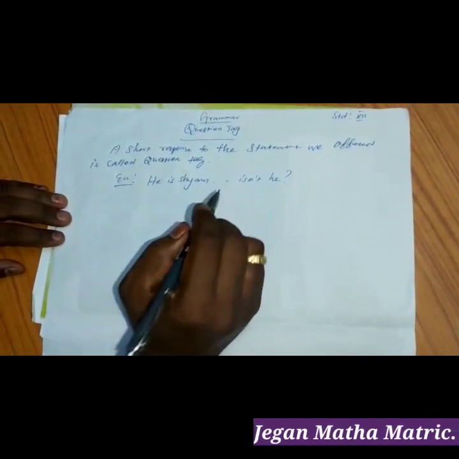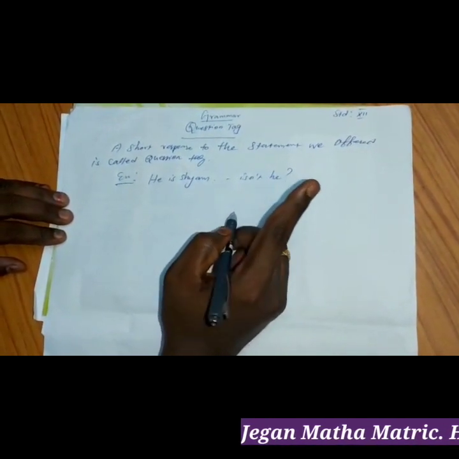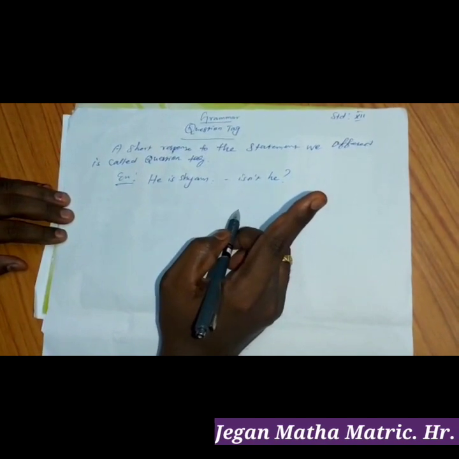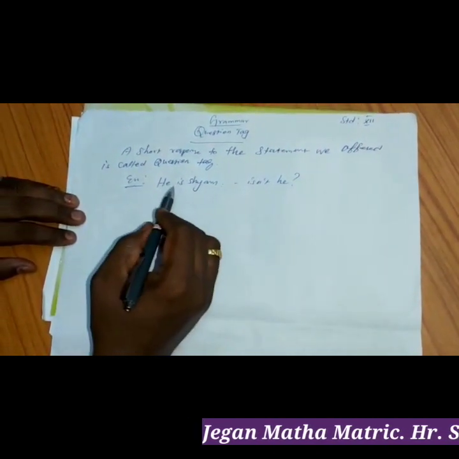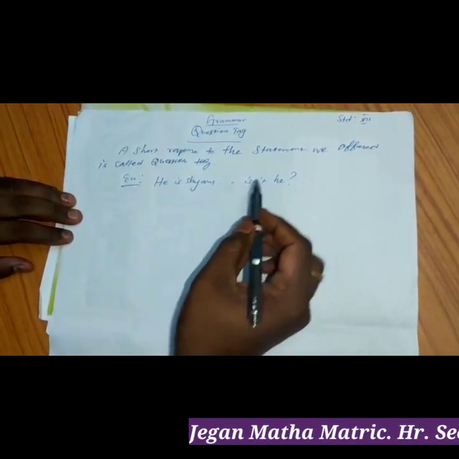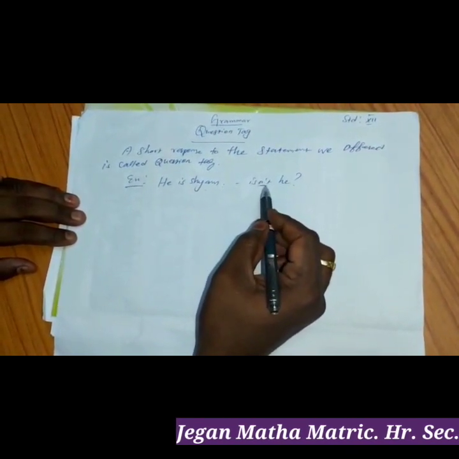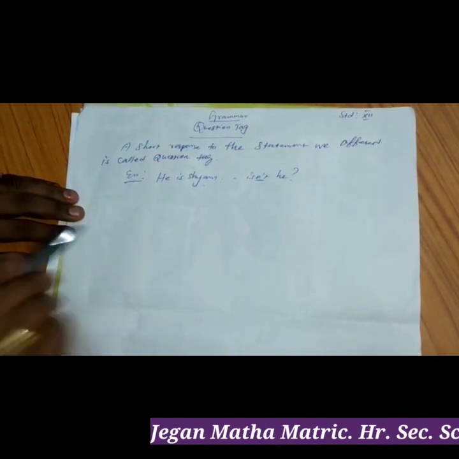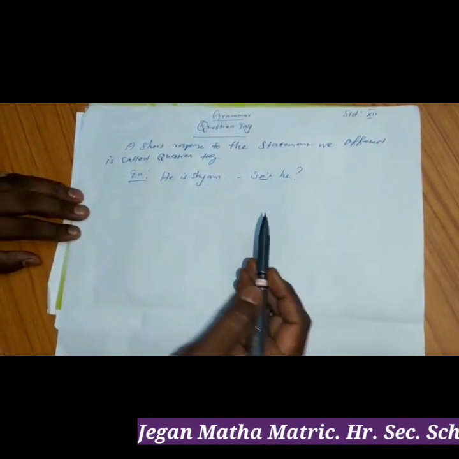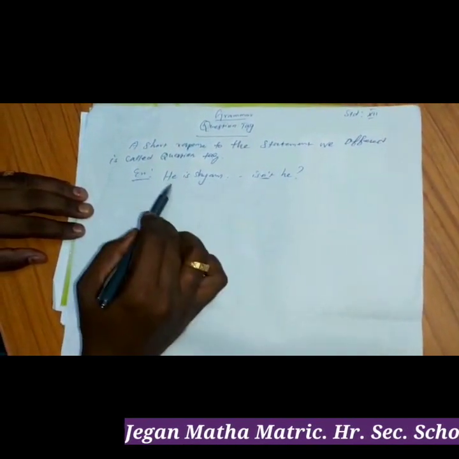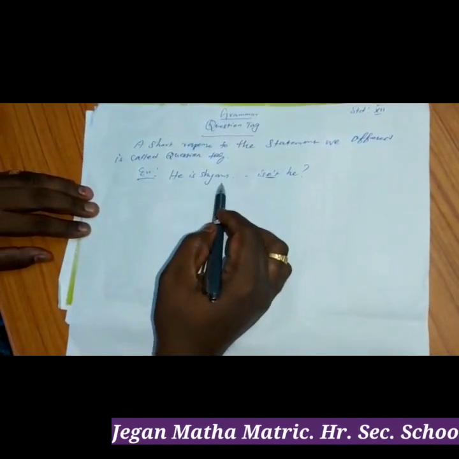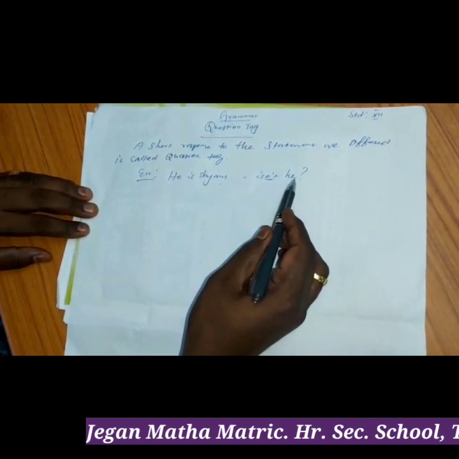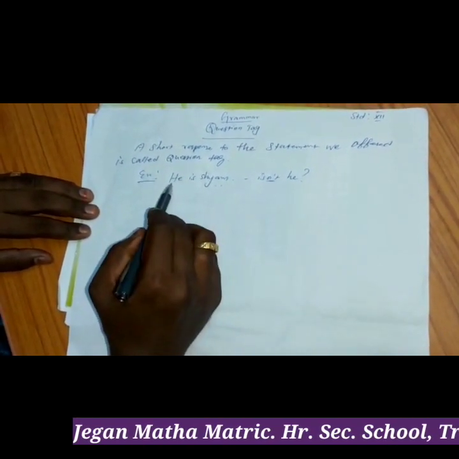If there is an auxiliary verb, the question tag will be the given auxiliary verb with the contracted form of not. If we have a positive statement, we have to make it negative. He is not Shyam, for example, is the negative form. So how will you make the question tag? I have given here "He is Shyam." This is positive, so the question tag is negative: isn't he? Here the subject is he.